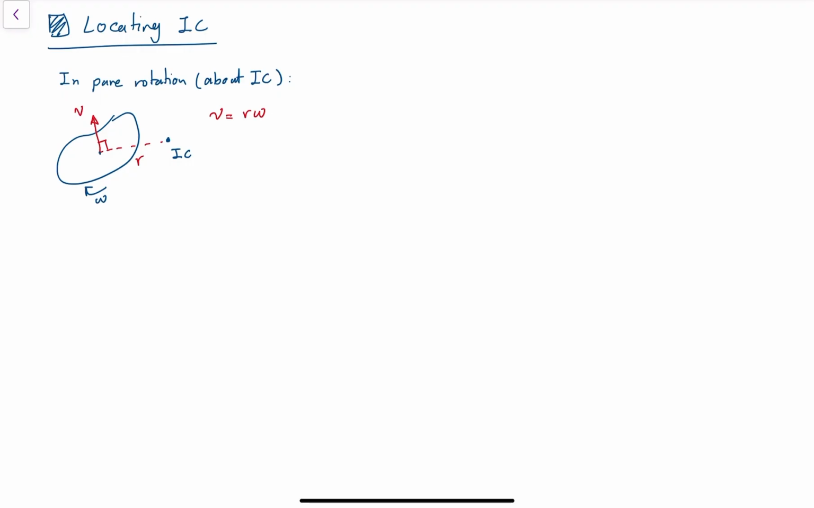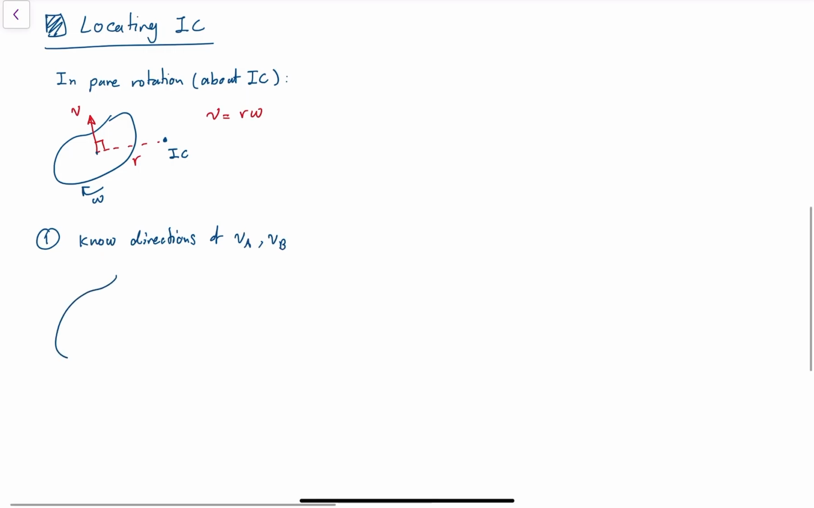So these two pieces of information, perpendicularity and the magnitude of velocity, will be very useful in locating IC depending on what kind of information you have. So let's consider a few cases. Case number one, the easiest one, is directions of two velocities of two points. Directions of, let's call it, VA and VB.